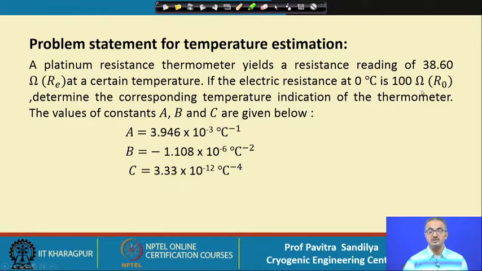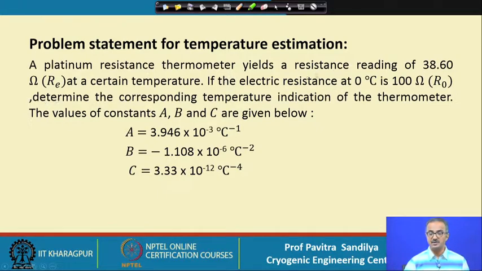This 100 ohms is not fixed. Different platinum resistances may give different values of the resistance, and because it is 100 ohms, this kind of resistance thermometer is called PT 100. PT stands for platinum and 100 stands for the resistance at 0 degree centigrade. So, that means we are using a PT 100 temperature sensor for this natural gas.